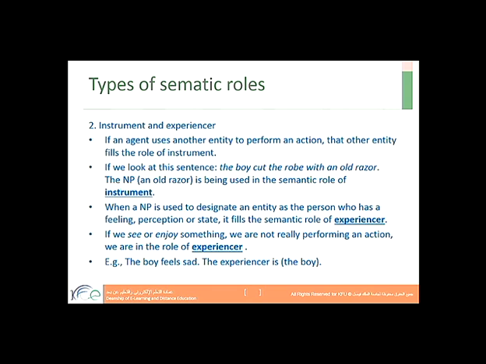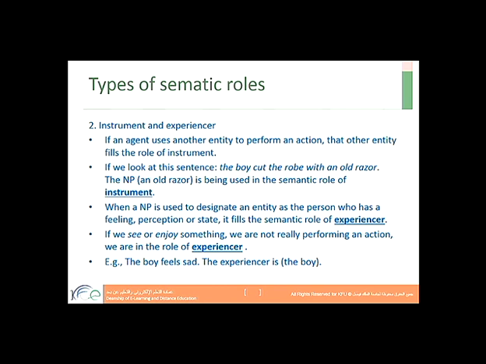We move to another type of semantic rules, which are known as instrument and experiencer. If an agent, which we have just looked at, uses another entity to perform an action, that other entity fills the role of an instrument. Let's look at this example. The boy cut the rope with an old razor. An old razor is a noun phrase, which is being used in the semantic rule of instrument.